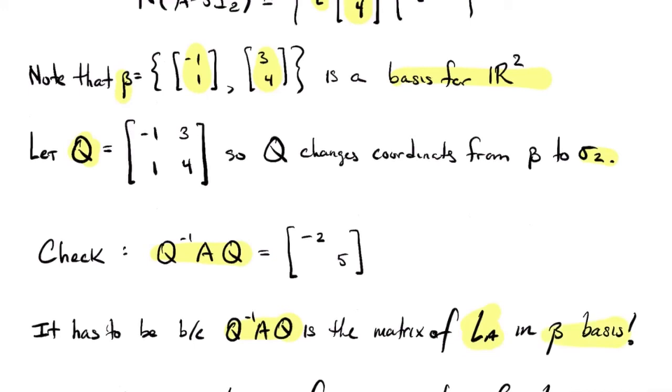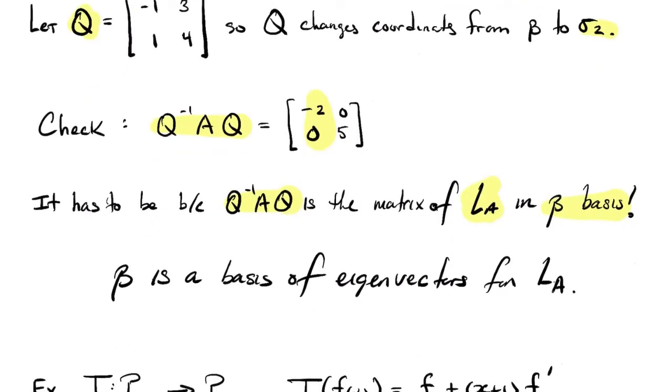All right, so Q inverse AQ has to send the first eigenvector in beta, -1, 1, to -2 times it. That's why that column is -2, 0. And it has to send the second basis vector to 5 times it. That's why the second column is 0, 5. Nice. So we found a basis of eigenvectors for the linear transformation L sub A.